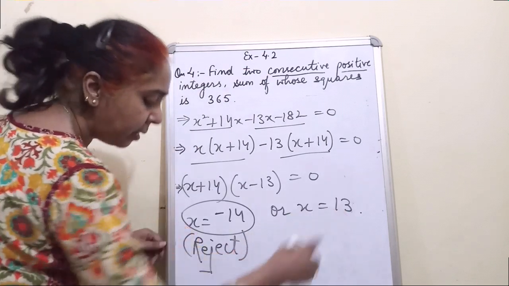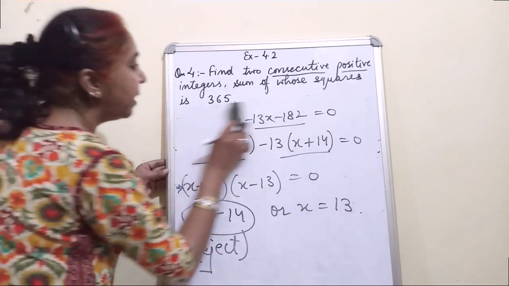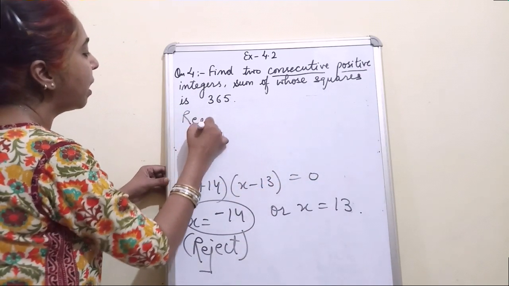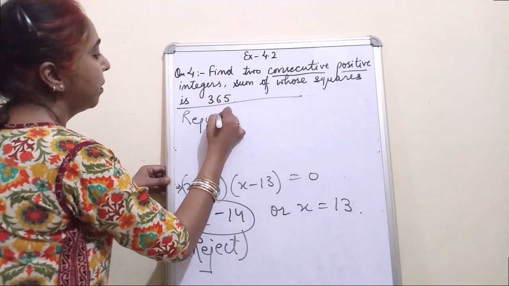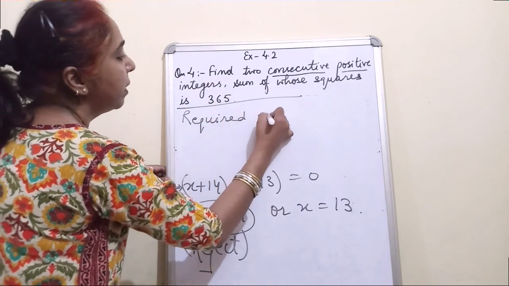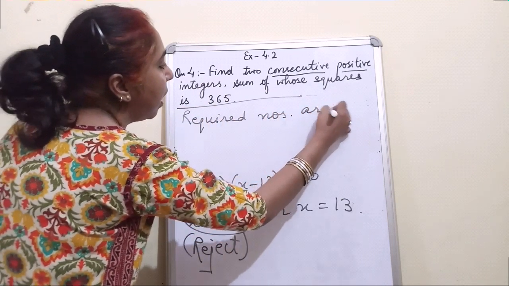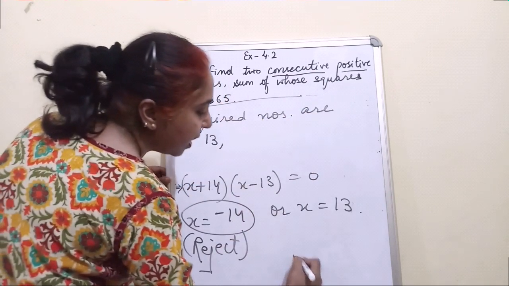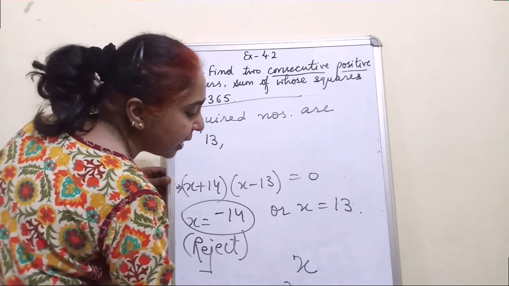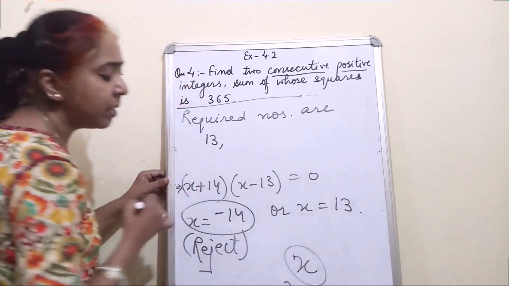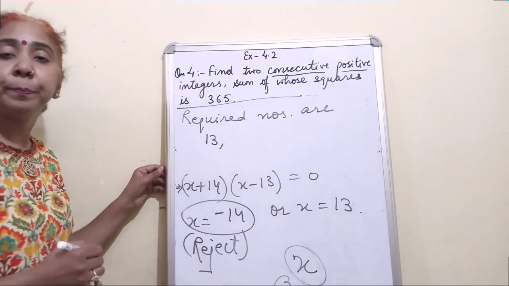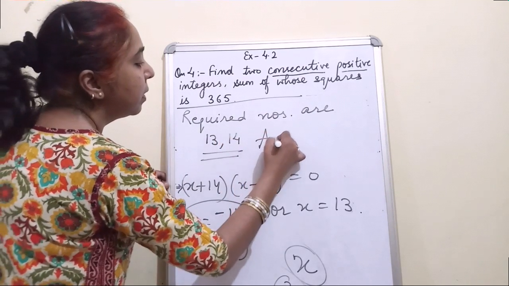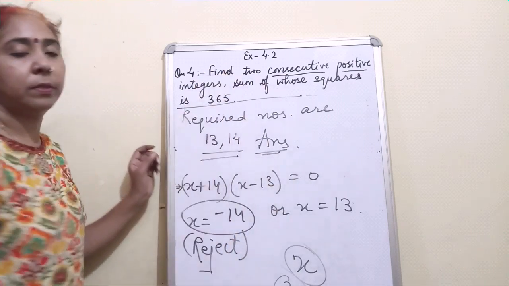So x is 13 now, and if it is 13, the first number is 13. So the required numbers are: one is 13, and the other, if we have supposed the 2 numbers x and x plus 1, and x is 13, what about this x plus 1? 13 plus 1, that means 14, and these 2 are the answers.